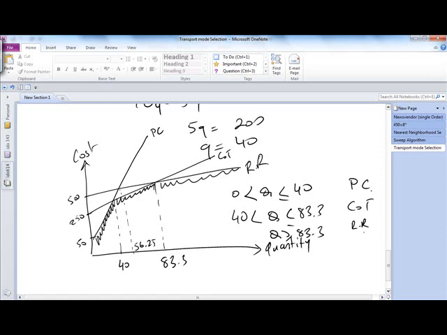Every time Q is greater than 83.3, it is railroad. So if somebody tells you that you have to ship 400 units, you don't need to do any calculation, you already know it is the railroad. If it says 20, you know the answer. If he or she says 60, you know the answer. That way you don't have to calculate the cost of rail, company truck, or private carrier every time and then make a decision, which is time consuming.